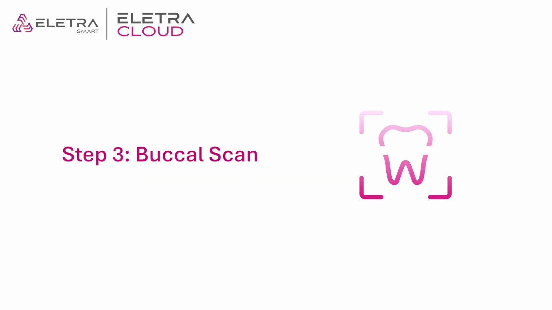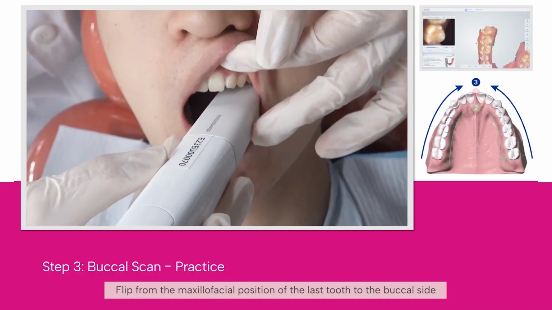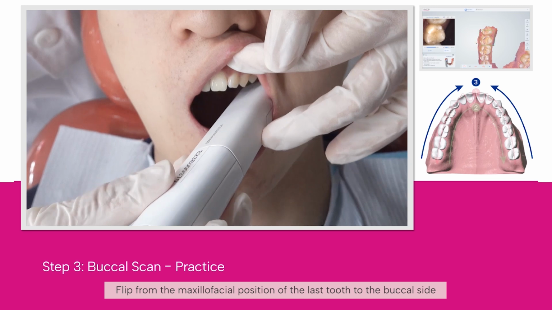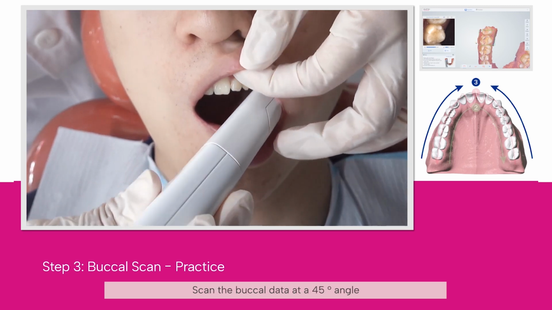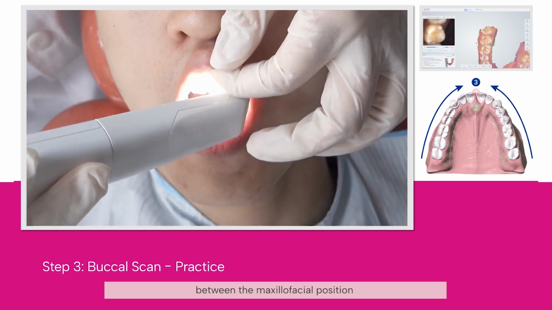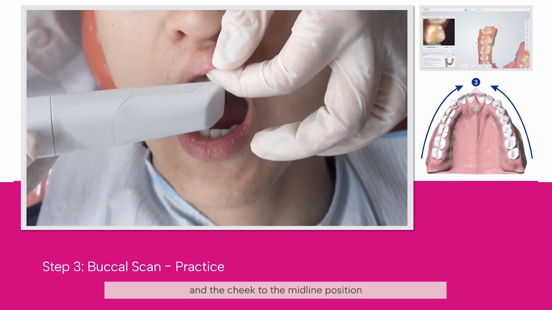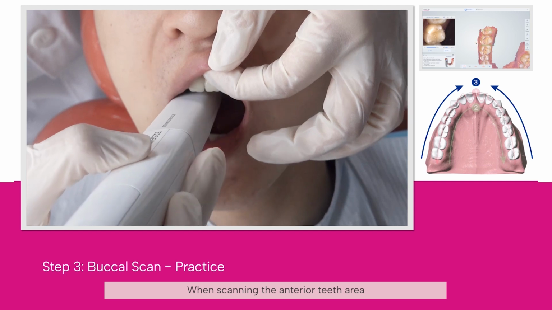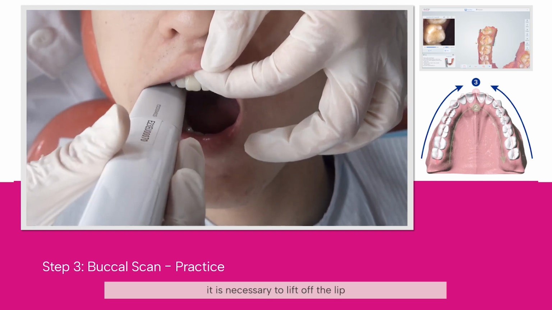Step 3. Buccal Scan. Flip from the maxillofacial position of the last tooth to the buccal side. Scan the buccal data at a 45 degrees angle between the maxillofacial position and the cheek to the midline position. When scanning the anterior teeth area, it is necessary to lift off the lip.